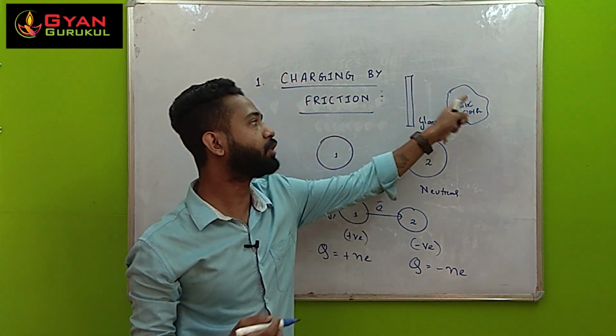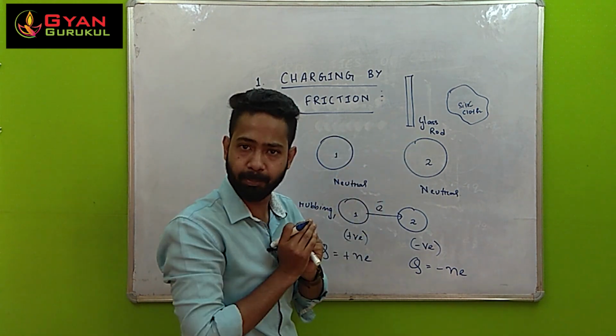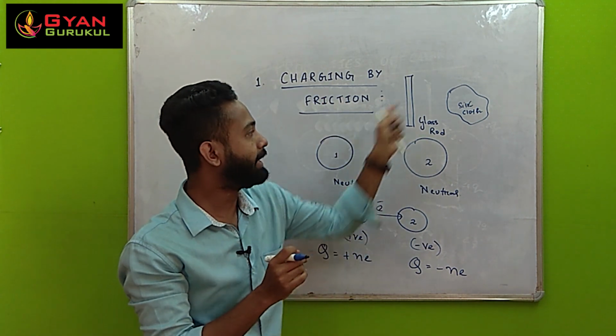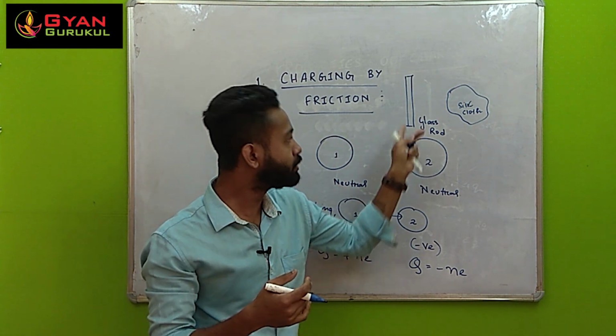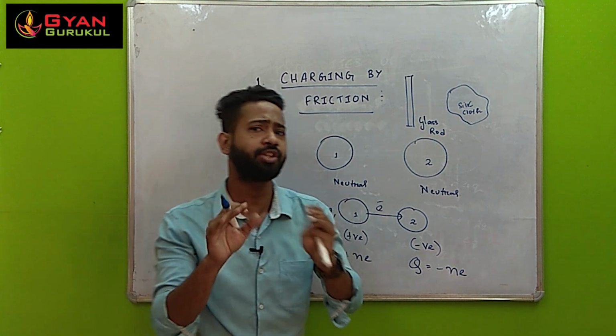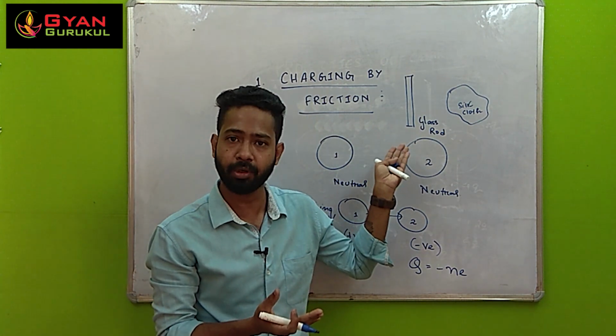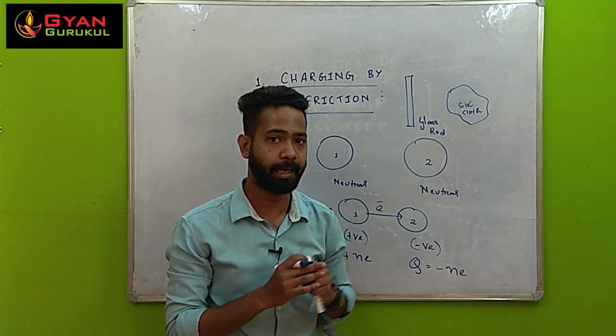Now, if I rub both of them together, one of the bodies loses some electrons and gains some positive charge because of friction, and the other body might gain those electrons and acquire a negative charge. Now, students generally ask, sir, how do I directly know which body is going to lose the electrons and which body is going to gain the electrons?